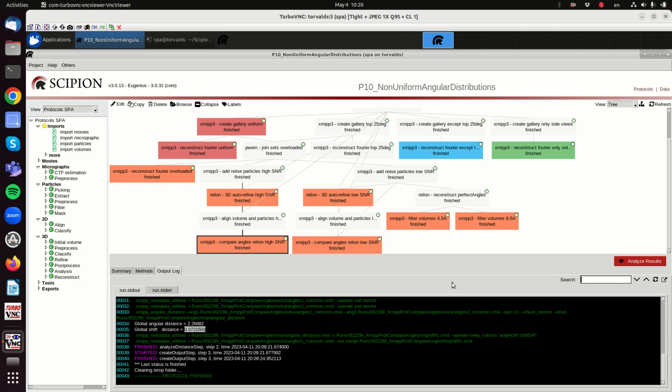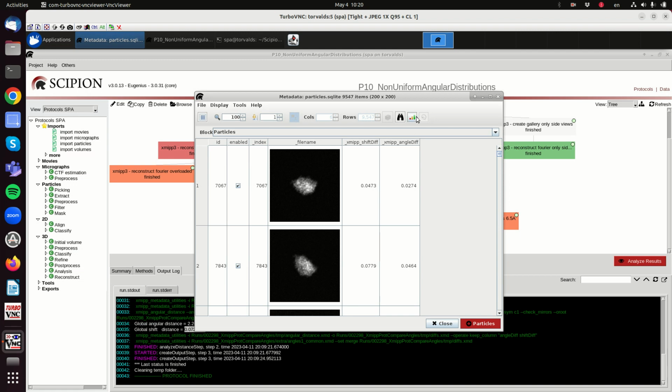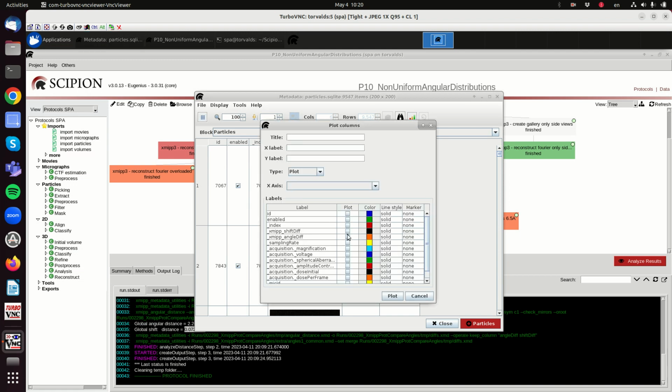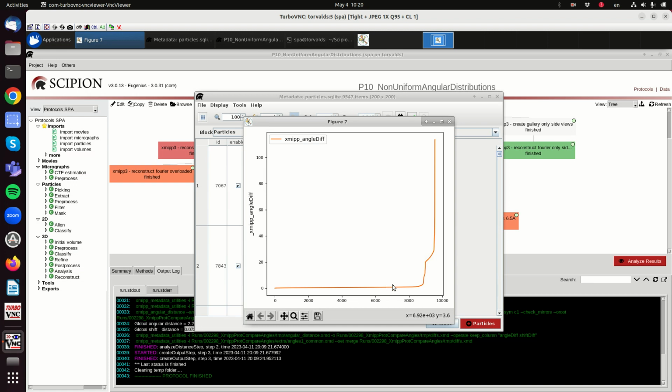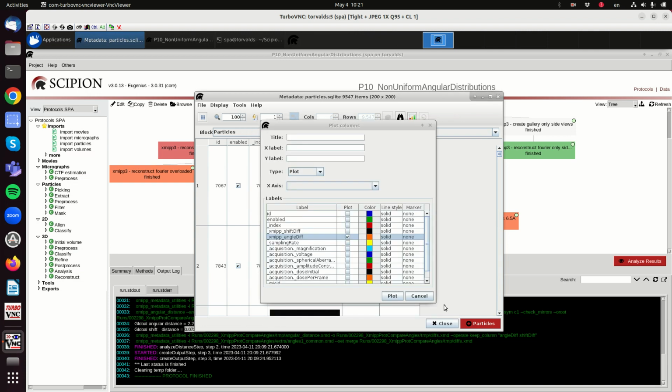So we can check, for instance, the angles, and here, for most of them we did a very good job with a very low angular error, and then for a few of them, a fraction that is about 10%, 15%, we have made much bigger mistakes. And this despite the fact that these images are very clean, really clean.